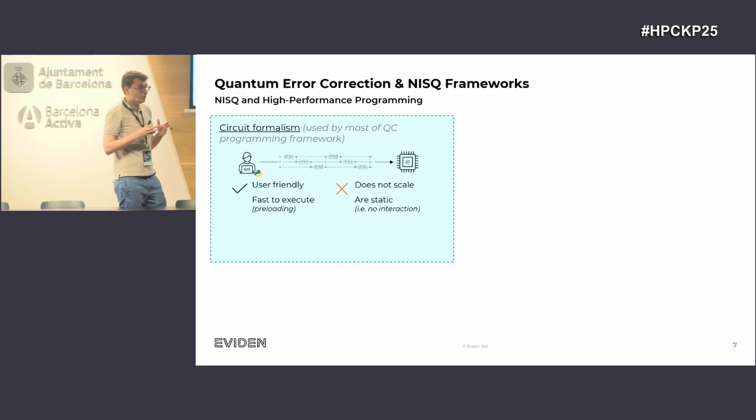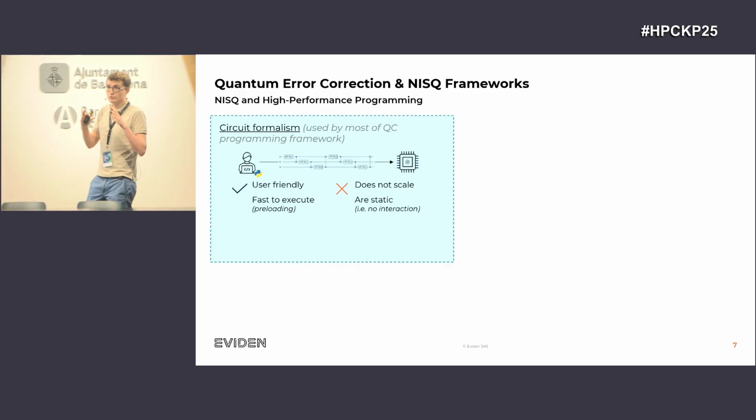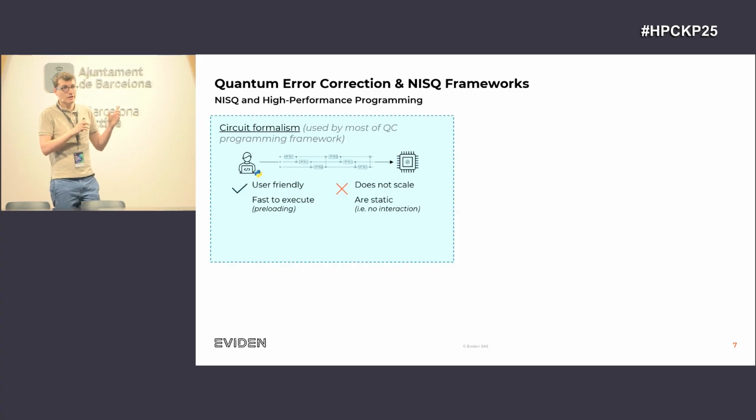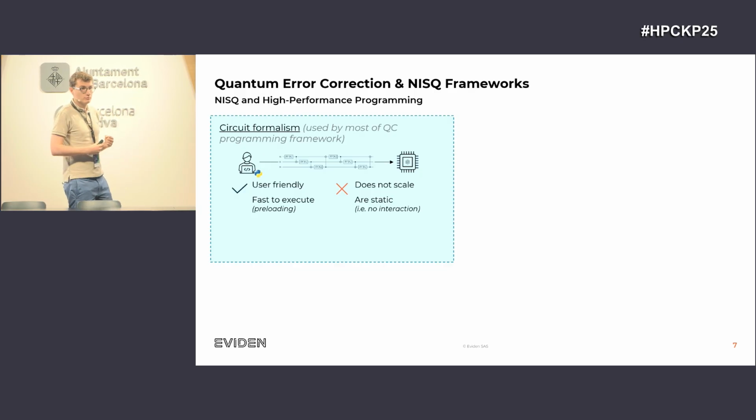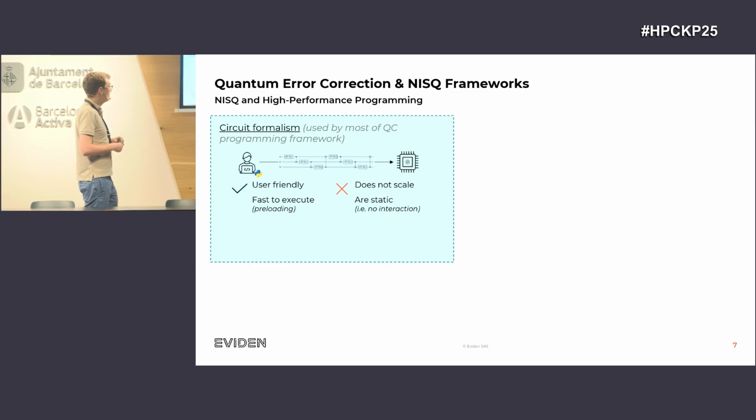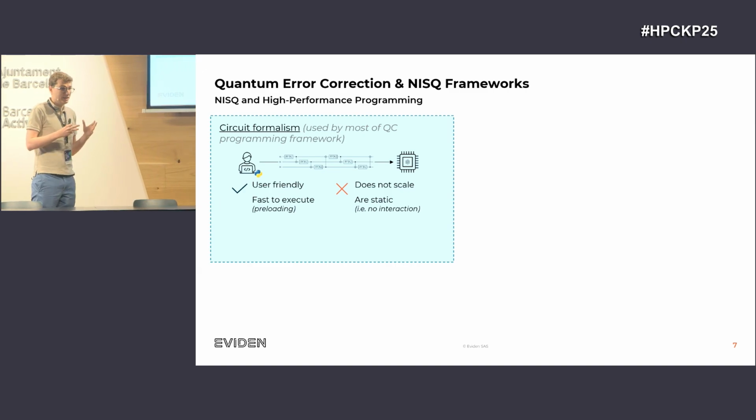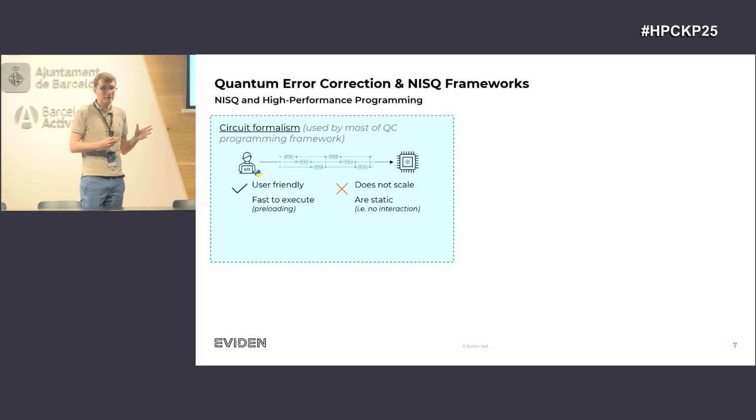It's very user-friendly. It's fast to execute because all the information, all the instructions, are encoded in this structure, so the QPU doesn't have to wait for the next instruction. So it's very fast for the QPU to execute the quantum circuit, and it's also a technique to reduce the noise on the QPU. But in fact, it does not really scale, and it's really static. So you cannot really insert classical instructions, so classical processing, in this structure. So it's not really convenient to perform hybrid computing.